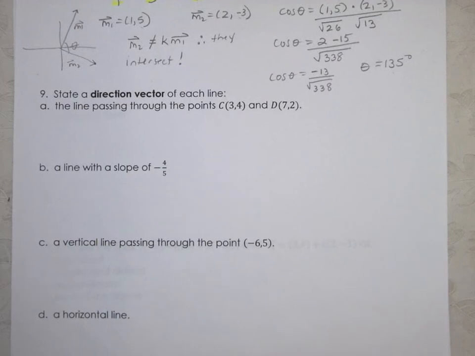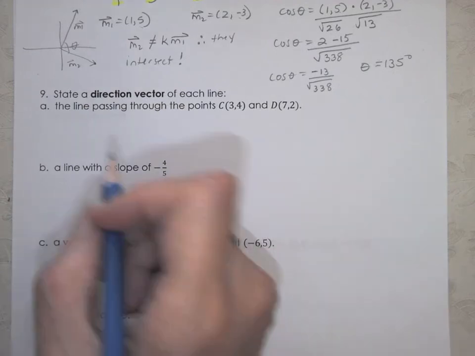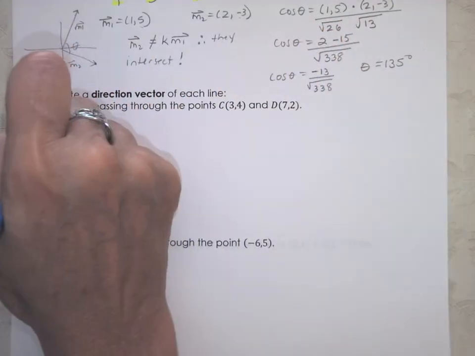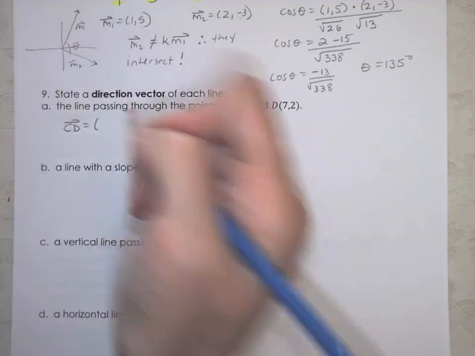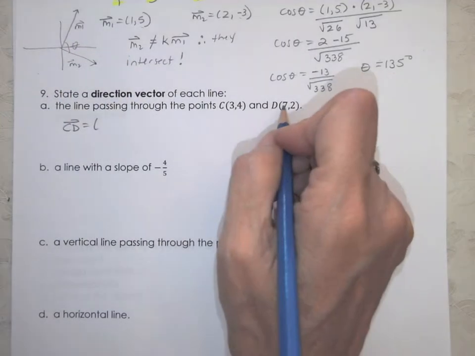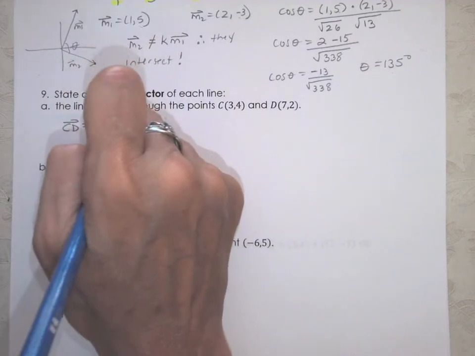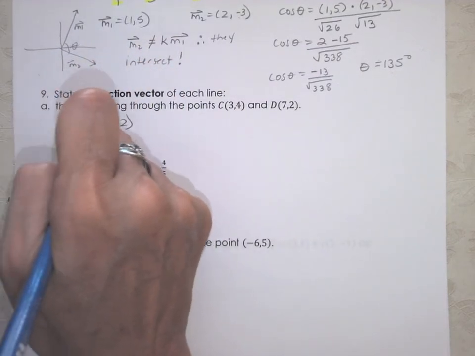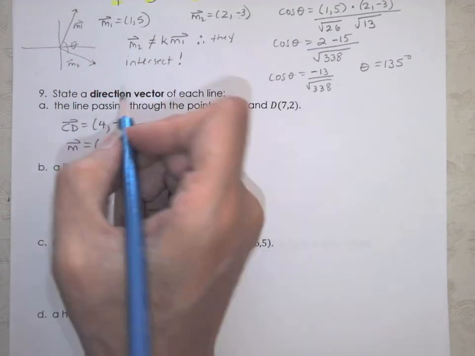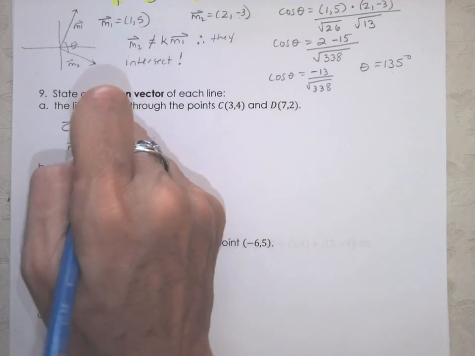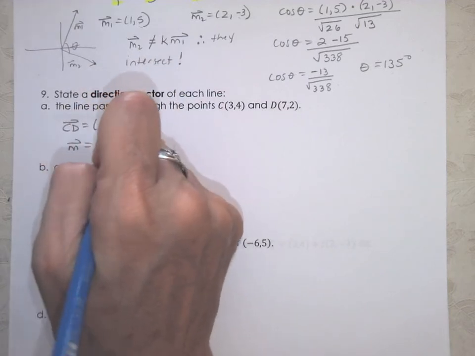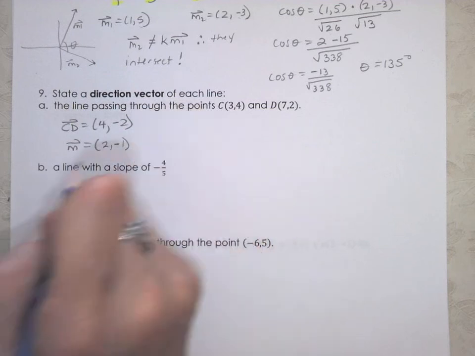Question 9, state a direction vector of each line. So the line passing through the points C and D. So we can find the direction between C and D by finding vector CD. So 7 minus 3 is 4, 2 minus 4 is negative 2. But I might choose my direction vector to be the smallest scalar multiple without forming a fraction. So I could divide each of these by 2. So 2, negative 1 could be my direction vector.